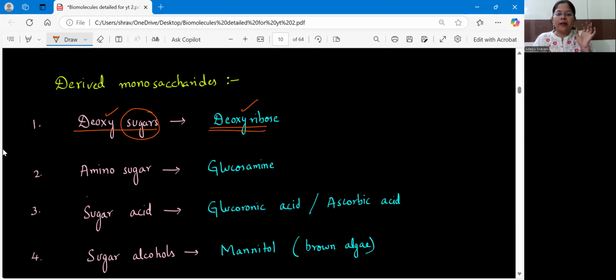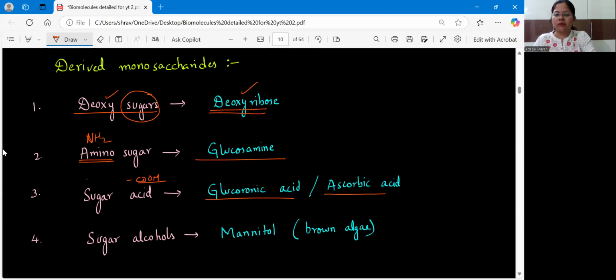Next, if you add an amine group, that is NH2, to a sugar, it becomes glucosamine. If you add an acid, carboxylic acid, to a sugar, it becomes a sugar acid, like glucuronic acid, ascorbic acid. So here sugars are slightly modified by adding an additional functional group.